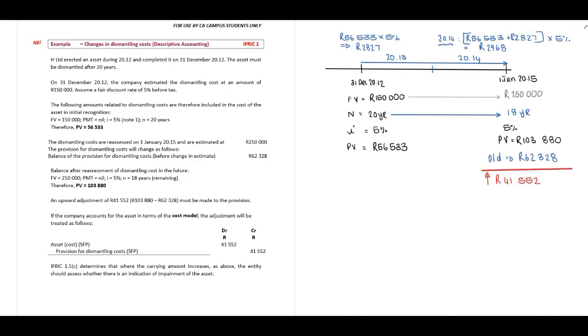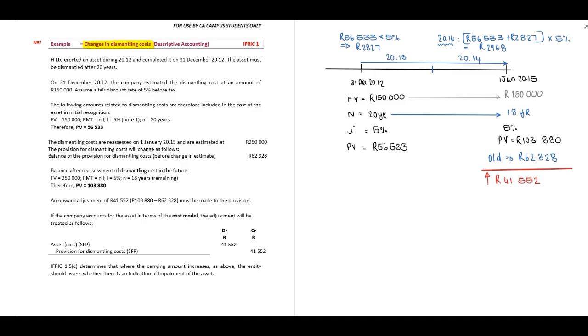In this example, we will look at changes in dismantling costs. You will identify, to save us recording time, that I have already included calculations and a timeline on the right hand side of your screen. Now let's start reading through the information.